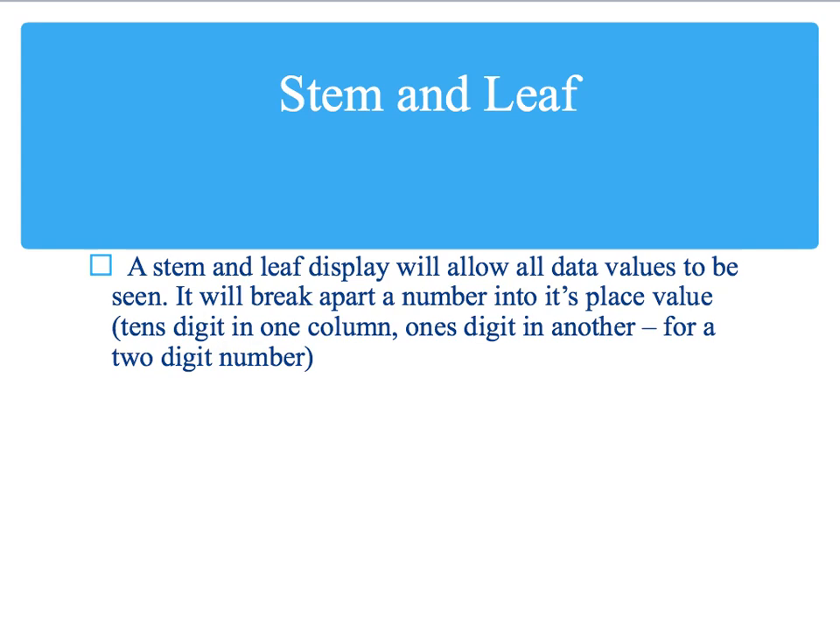What's nice about a stem and leaf display is that it allows all the data values to be seen, as opposed to a histogram where all you see is the bar that represents the data values. It will break apart a number into its place value. So you're going to have one column for the tens digit and one column for the ones digit, for example, if you had a 2-digit number.